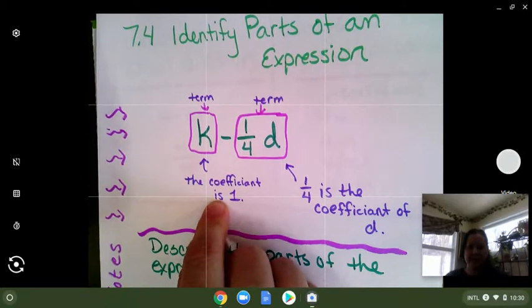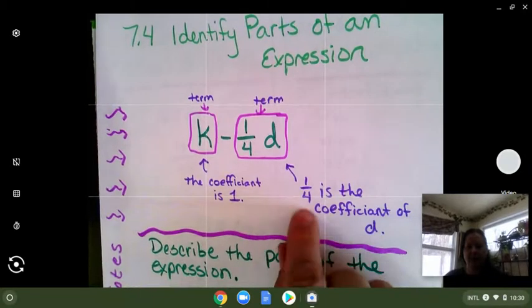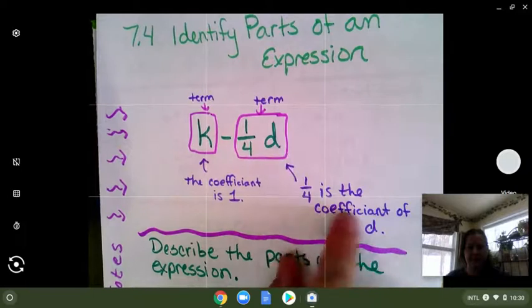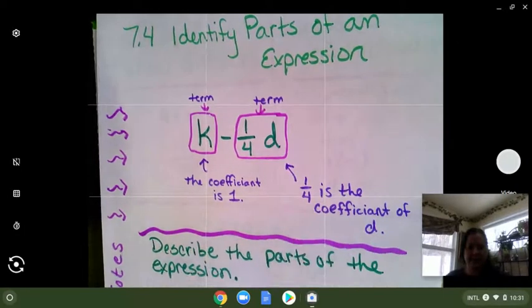That's important. For this one, the coefficient is 1/4. And we are multiplying the 1/4 times D. So the coefficient of D is 1/4.